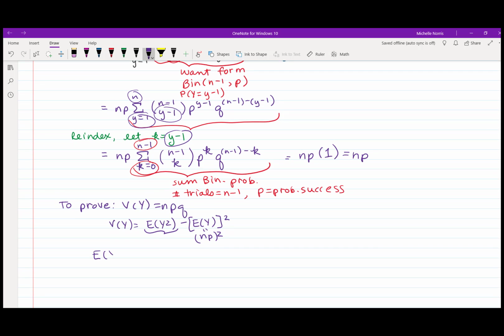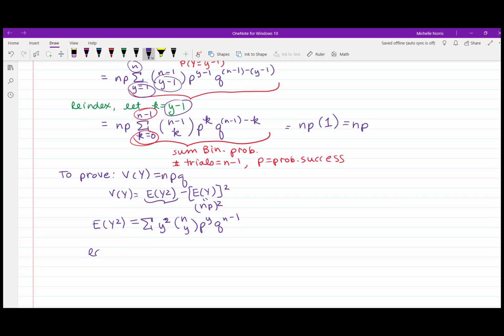So if we go at that directly, things don't cancel out quite right. y squared times n choose y, p to the y, q to the n minus y. So we will get one y canceling with a y here, but then you're left with another y. So an easier way is to start by calculating the expected value of y times y minus 1. And then you'll have the cancellations that really work in your favor.